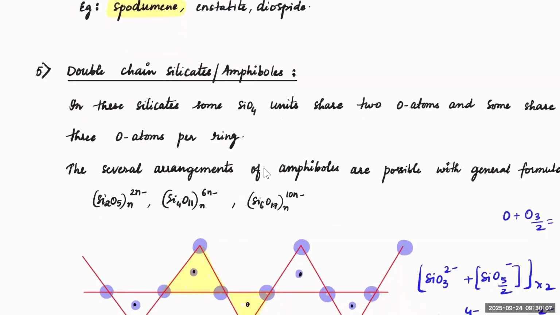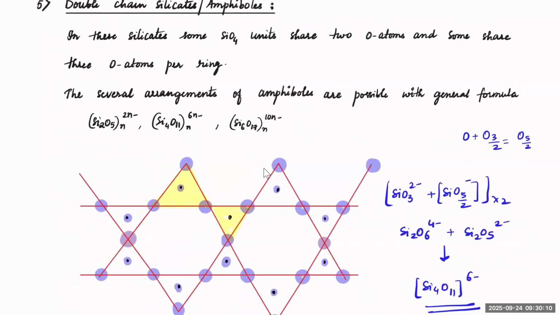Next, double chain silicates, also known as amphiboles. Double chain silicates are called amphiboles. Now, in these amphiboles, some silicates are sharing two oxygens and some are sharing one oxygen. Now, how does that work? Check it out. This is the general formula you will get: Si4O11 with 6 minus, or Si4O11 to the 6n minus. Now, this one is a much easier way to prove.